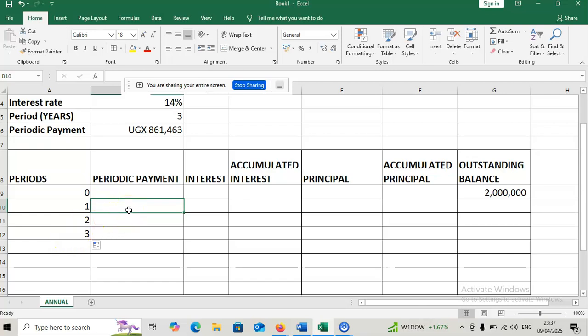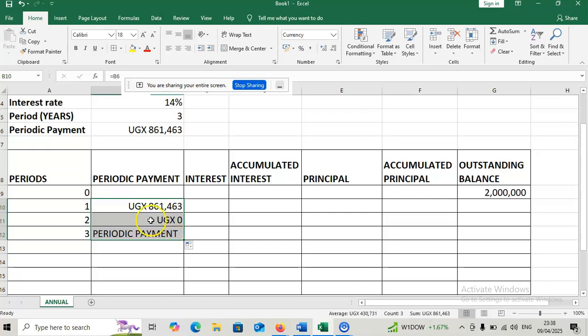Next, we are to enter the periodic payment. Remember, you have already determined it here, and when you were selecting that formula of PMT, you were told that periodic payment is fixed. It has to be the same throughout all the repayment periods. So what we do here, type in an equal sign, select the cell having periodic payment, press the enter button, then drag down.